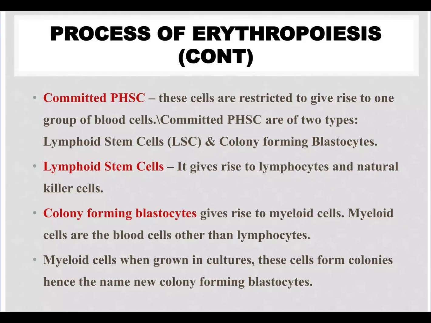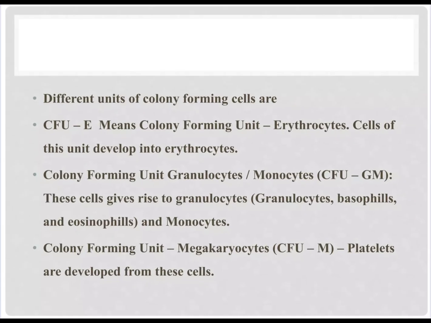Now the colony forming unit of blastocyte gives rise to what we call the myeloid cells. The myeloid cells are cells that are formed in the bone marrow. When they give birth to myeloid cells, what happens now? They form various colonies. So the first cells that it formed, because all these things are majorly from white blood cells, are the lymphoid stem cells and colony forming units of blastocyte.